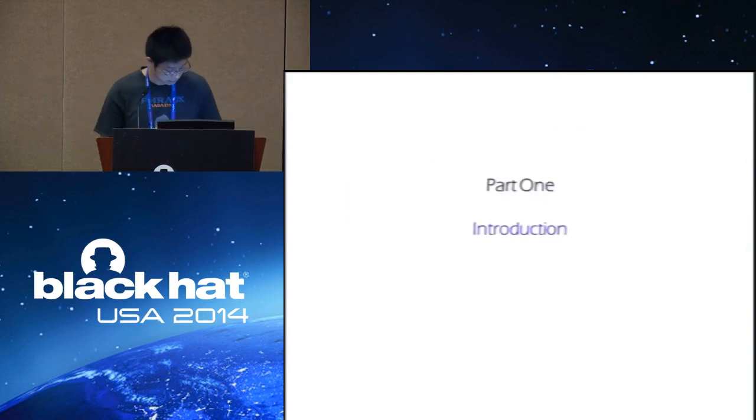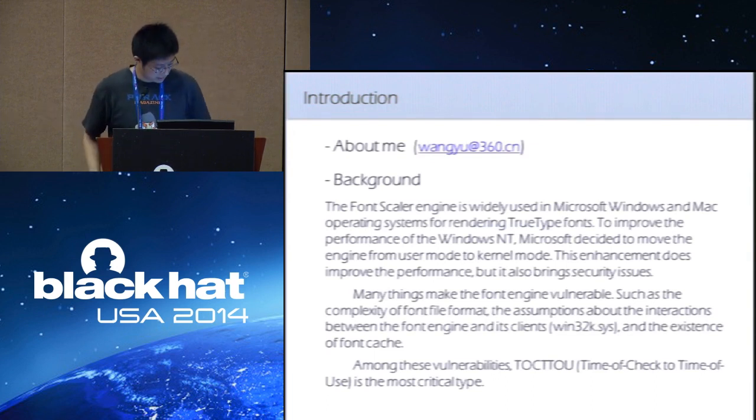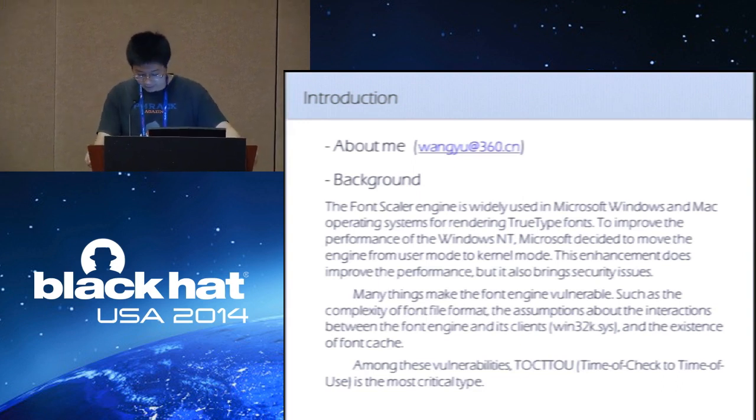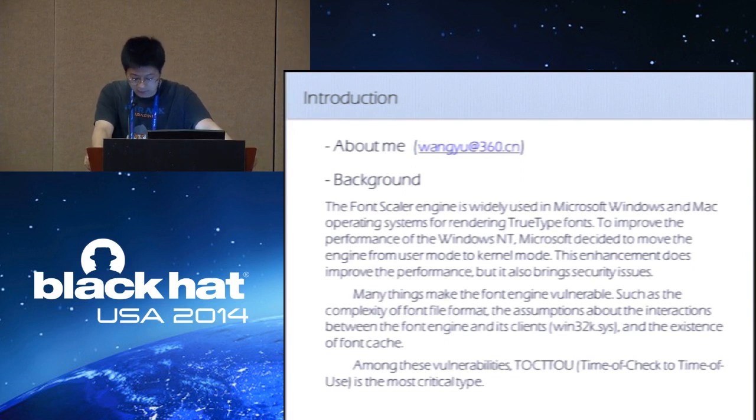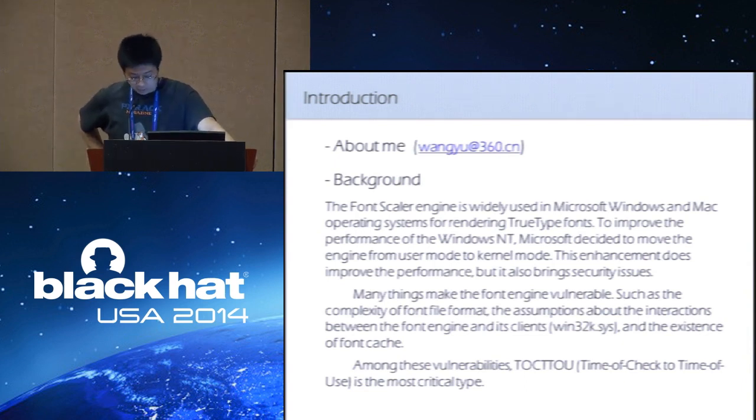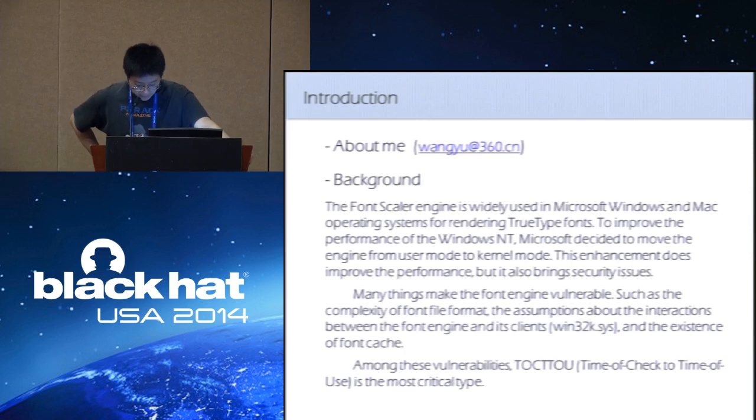Part 1, Introduction. This is my company email address, which you could use to reach me. As background, the font scaler engine is widely used by Microsoft Windows and Mac OS operating systems for rendering TrueType fonts. It was first introduced in 1989. Later, to improve the performance of Windows NT, Microsoft decided to move the engine from user mode to kernel mode. This enhancement does improve performance, but it also brings security issues. Specifically, the font scaler engine represents a significant kernel attack surface.